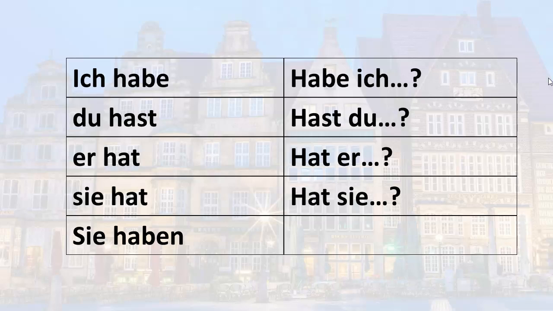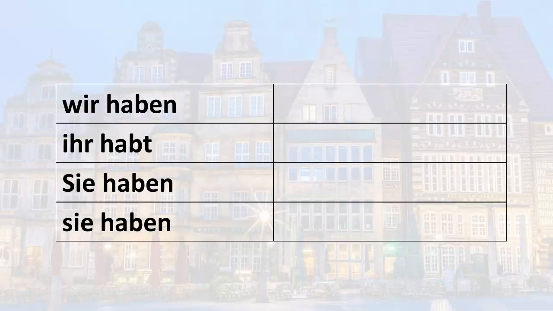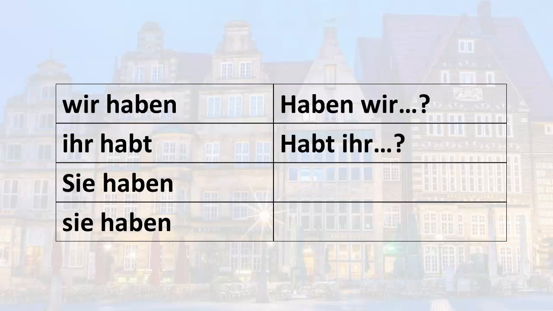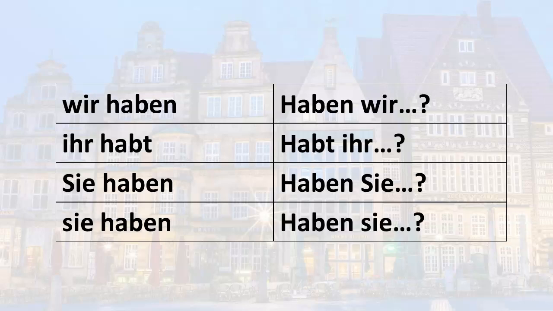Sie haben, you have, becomes haben Sie, do you have. For our plural subject pronouns, we have, wir haben, becomes haben wir, do we have. Ihr habt, you have, becomes habt ihr, do you have. Sie haben, you have, becomes haben Sie, do you have. Sie haben, they have, becomes haben sie, do they have.